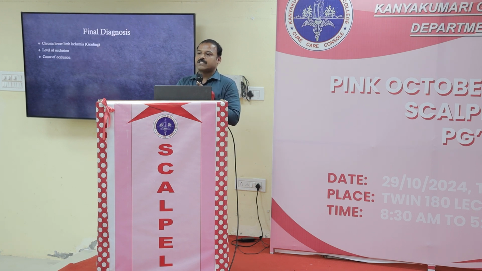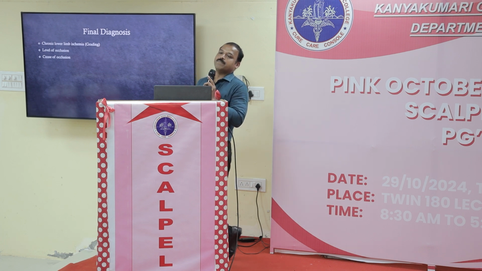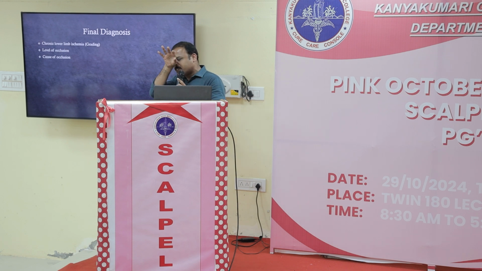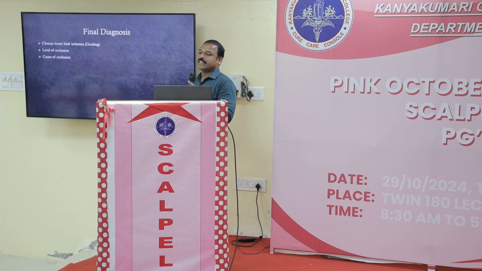The final diagnosis, how will you tell? A chronic lower limb ischemia, usually the case will be given to you. We don't usually receive acute limb ischemia. We usually receive chronic lower limb ischemia: the level of occlusion and the cause of occlusion. With that, it finishes the diagnosis.